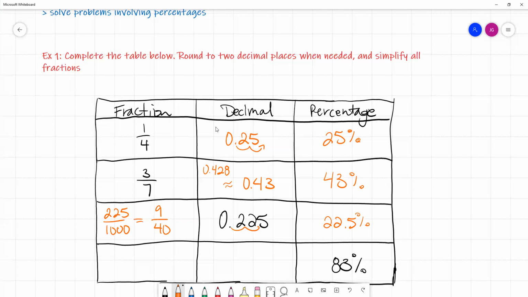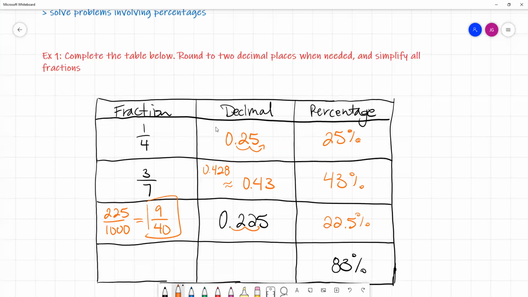And then just to make sure, we look at 9 over 40 again. Is there another number that I can divide into both? Nope, because the only factor of 9 is 3 in itself, and neither of those go into 40. So 9 over 40 is our fraction form for 0.225.